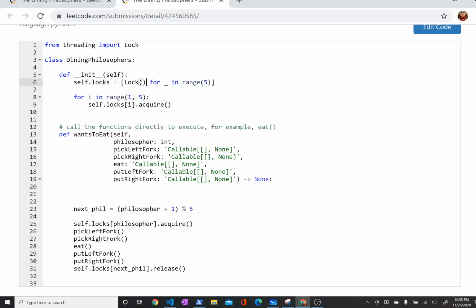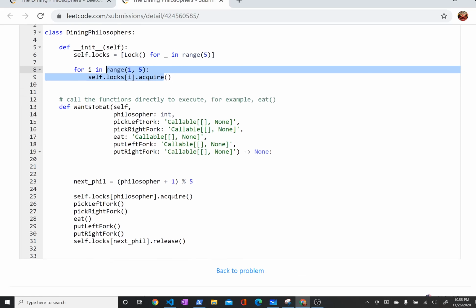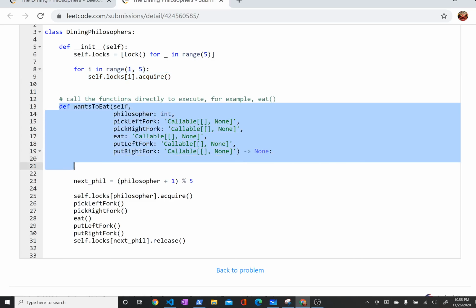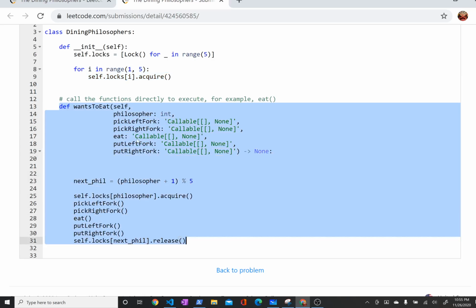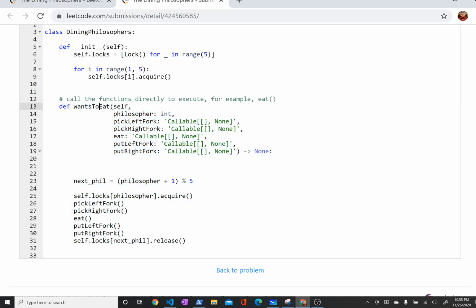So, okay, we create a lock, 1 for each of the philosophers. And then what I'm going to do is lock all of the philosophers but the philosopher in the 0 position. So in my initialization, I just go 1 to 5 to acquire, or rather to lock, all of the locks except for lock 0. Okay? And so then this function is what the LeetCode problem wants me to write, wantsToEat. This function is going to be called by the 5 threads that represent the 5 philosophers. So this function gets called 5 times simultaneously.